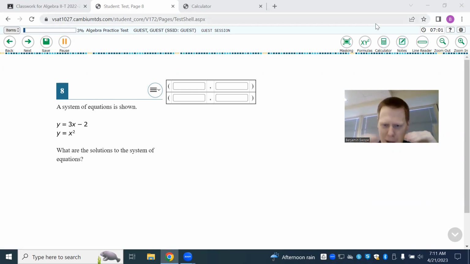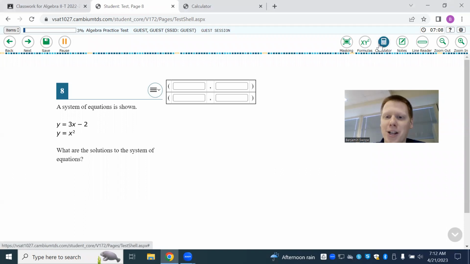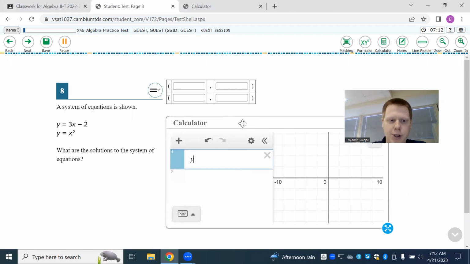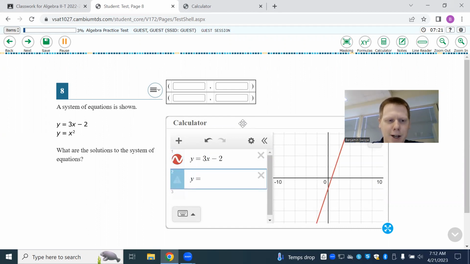They can word it in different ways, but if you see two equations, what you're going to want to do for this one is most likely, I mean, this is the easiest way by far, is use Desmos. What you're going to do is just graph both of these equations on separate lines. So try and type better than I am right now, but it'd be y equals 3x minus 2, y equals x squared. I recommend you type it exactly like it looks.